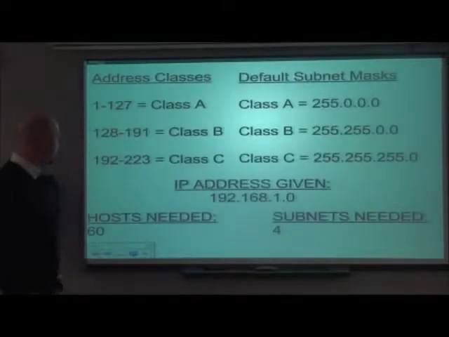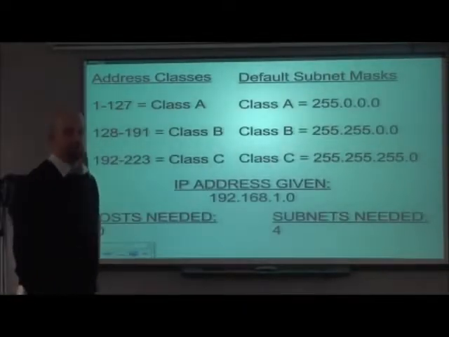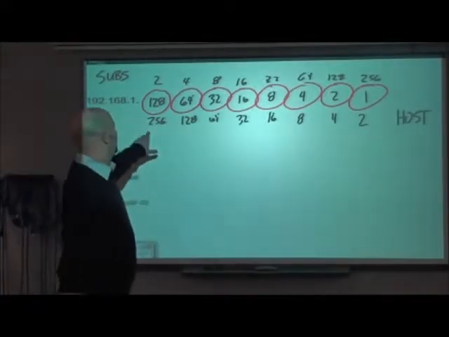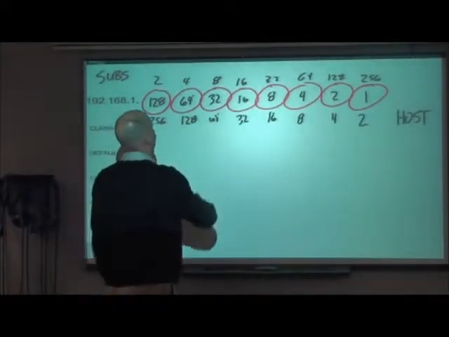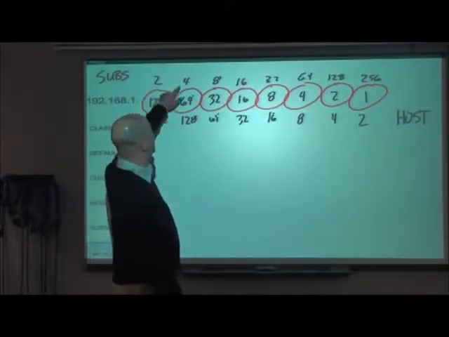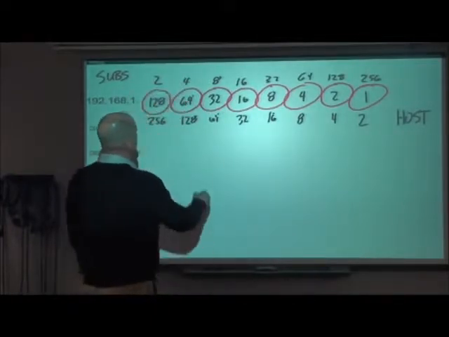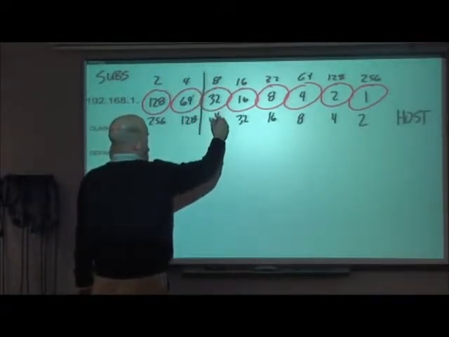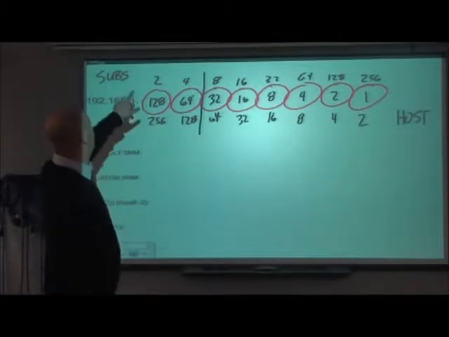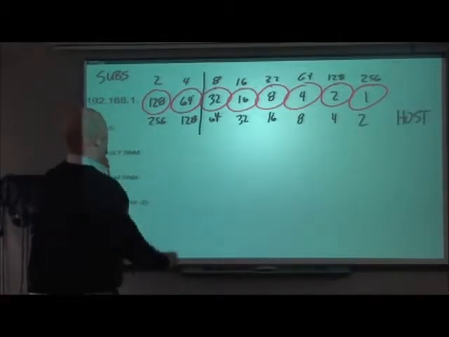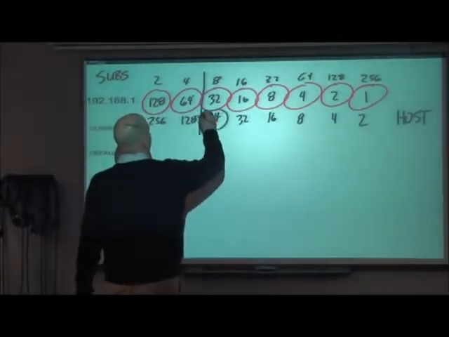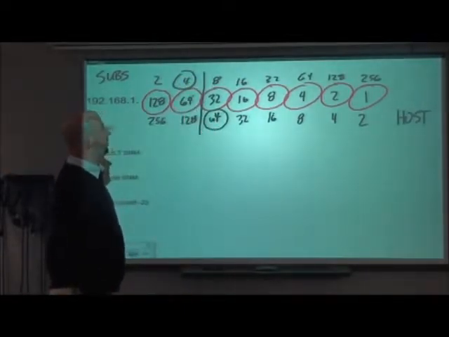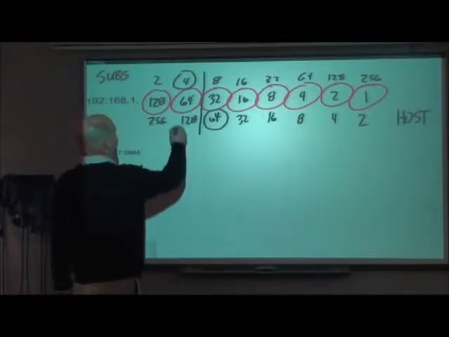Okay, if we go back to screen, we'll see we needed 60 hosts and 4 subnets. So we look down below at our host column, and we see right here was 64. Up above at subnets, here's the 4. So we'll draw a line in between, knowing that our hosts are on the bottom to the right and our subnets are on the top to the left. So we got 64 hosts and 4 subnets.